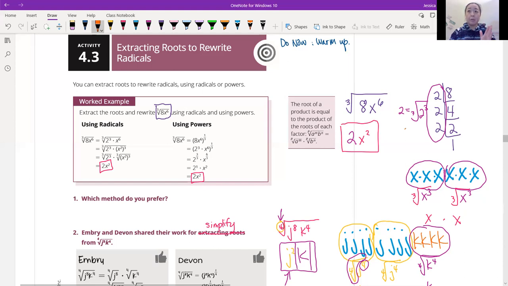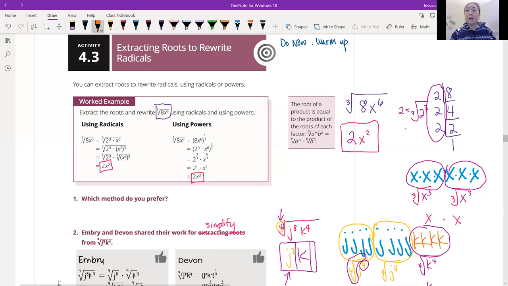So, what is the cube root of 2 cubed? Because 2 times 2 times 2 is 2 cubed, right? Which is going to be just 2. So 8 is actually a perfect cube, because 2 times 2 times 2 is 8. So the cube root of 8 is just 2.